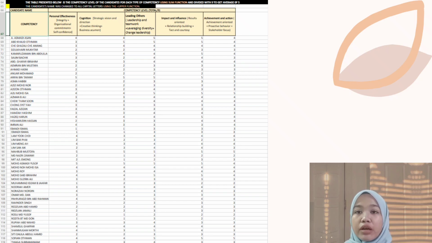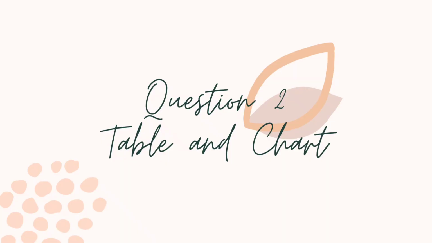For example, to get competency for personal effectiveness, we need to add all integrity, organizational commitment, and self-confidence. So, to find the next competency, we need to use the same method by adding a certain dimension for that competency, like shown in this table.